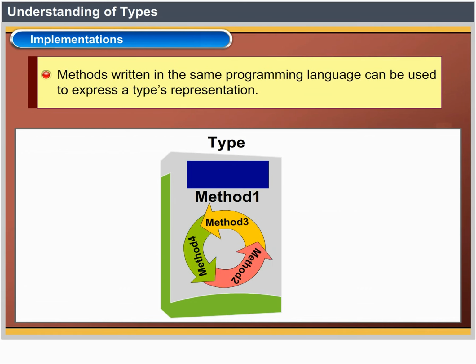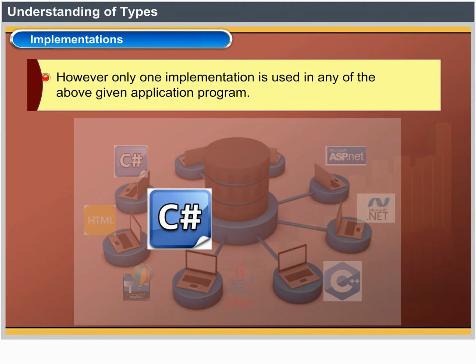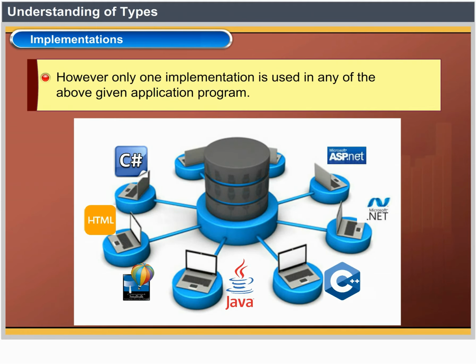Methods will be written in the same programming language used to express a type's representation. If a database will support application programming in C++, Java, and Smalltalk, for example, then there will need to be three implementations of each type, one for each language. However, typically only one implementation is used in any given application program.